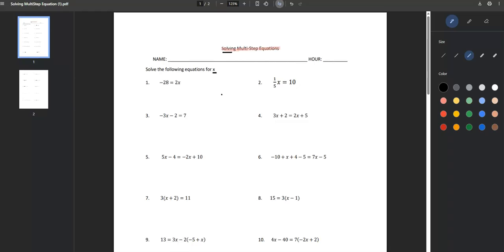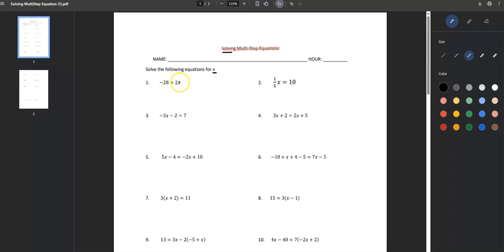A lot of times we're going to add or subtract anything outside of a parenthesis or a grouping, and then we're going to multiply or divide. And we're always going to do the opposite operation to undo, because what we do to one side of the equation, we have to do to the other side. So if I look at this first one, again, 2 times what gives me negative 28. And in your head, if you're saying, well, it's 14 or negative 14, that's correct. But here's how we go about solving this.